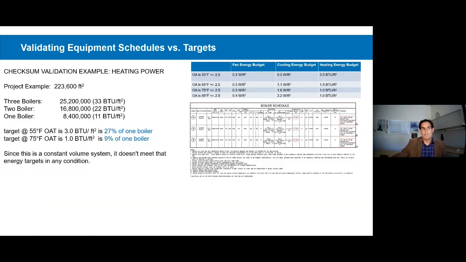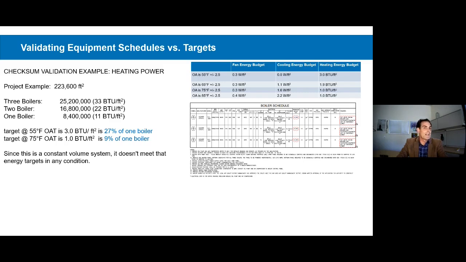Last example here is to look at a boiler system. In this case, we have a 220,000 square foot project, and we have 3 boilers that are 25 million BTU each. So if we're running all 3 boilers, we'd be at 33 BTU a square foot. If we run 2 boilers, we're at 22. If we run 1 boiler, we're at 11.